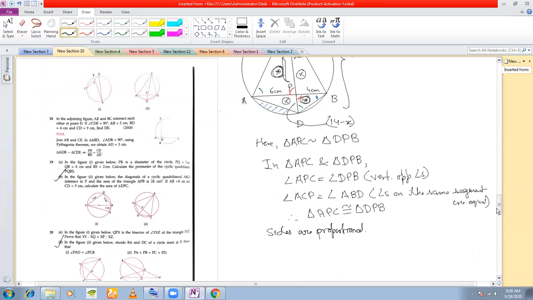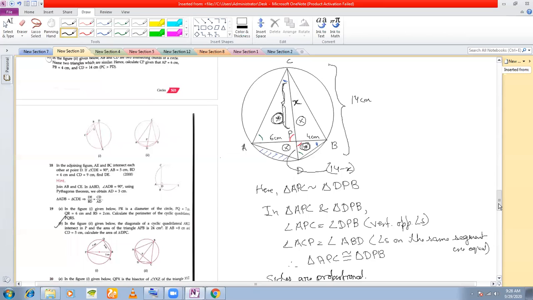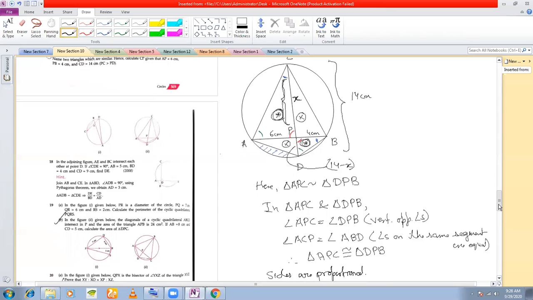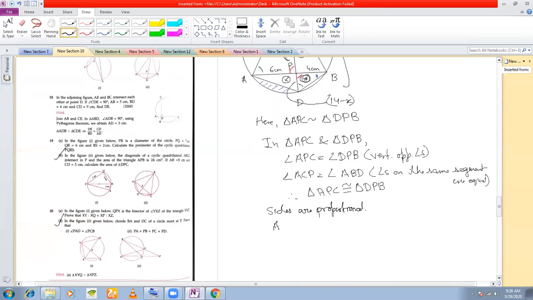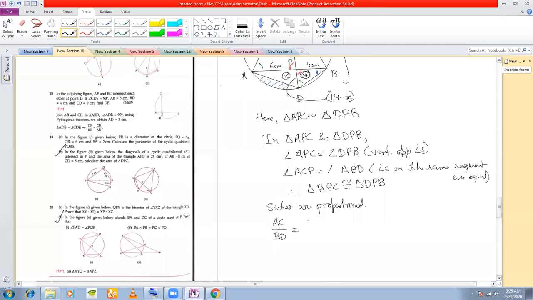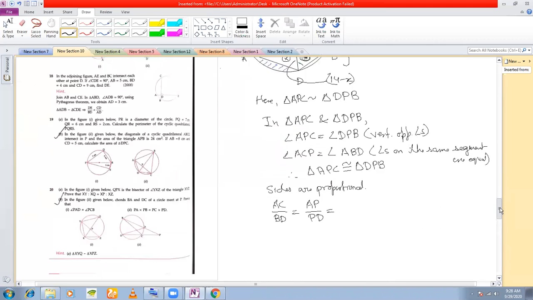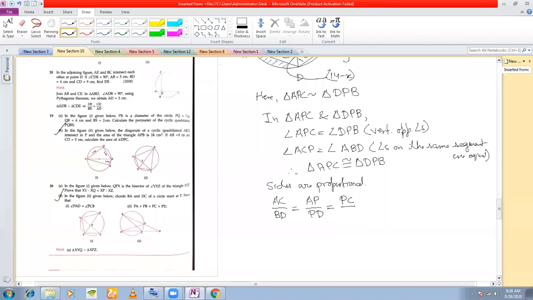Okay, so let's proceed to write here. First we'll look at the side that is opposite to the red angle. So I have AC by BD. Next I will look at the sides that are opposite to the blue angles. AP by PD. Next the green angles. Opposite to the green angles I have PC by PB. So this is what I have.